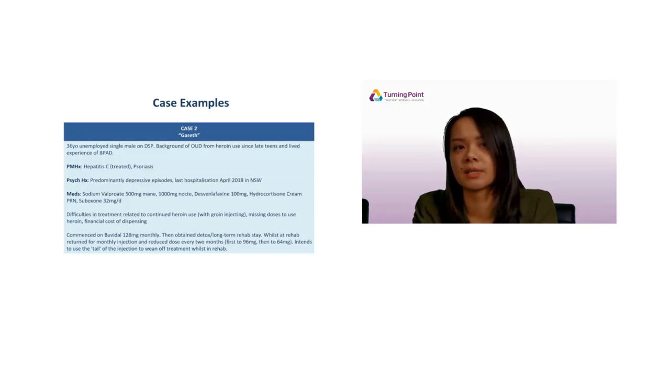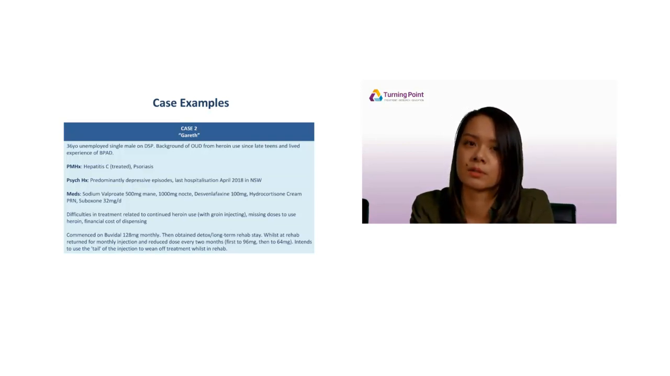His regular medications included Epilim, Pristiq and hydrocortisone cream for the psoriasis, and he was on Suboxone of 32 milligrams a day. He found it difficult to remain in Suboxone treatment because he continued to use heroin and he was groin injecting with it. He missed the doses when he was using heroin, and the financial cost of dispensing was a real barrier to him accessing treatment.